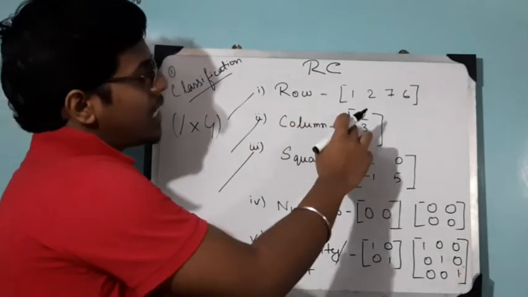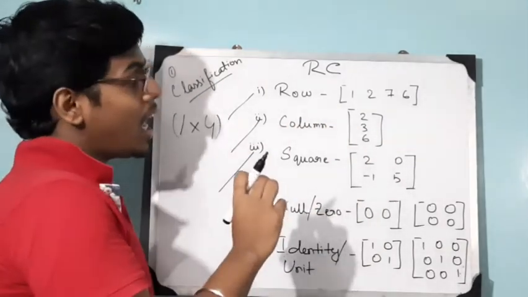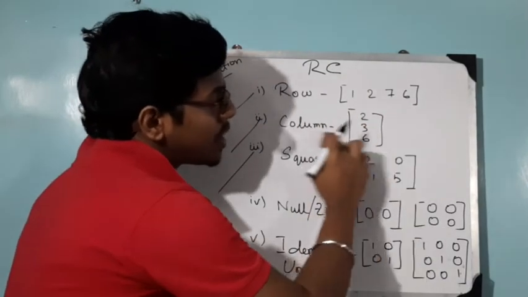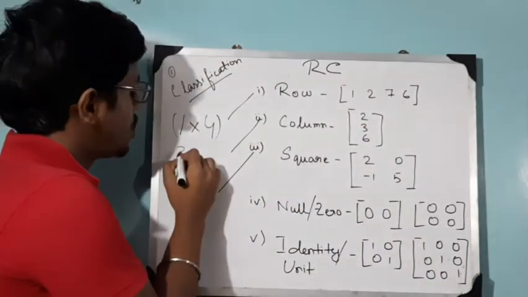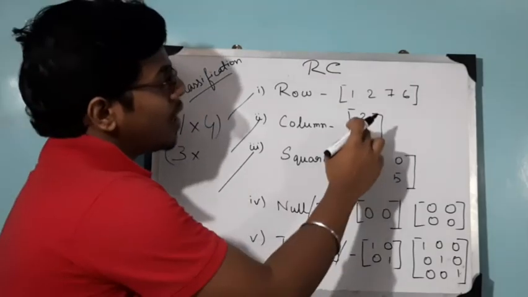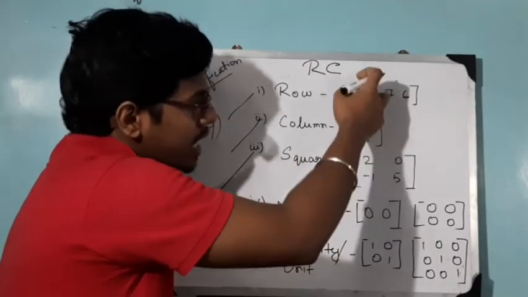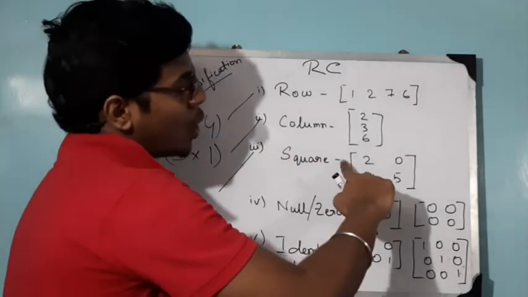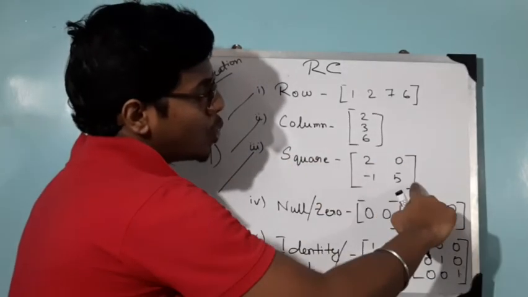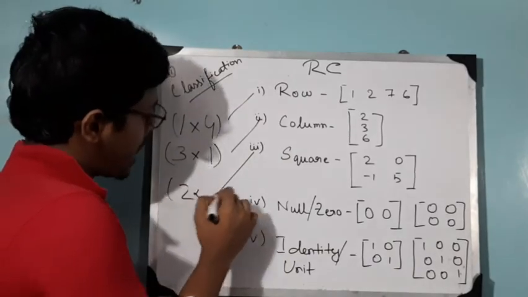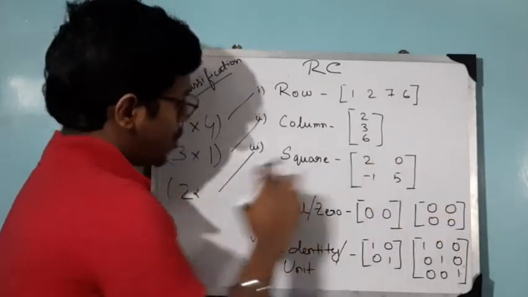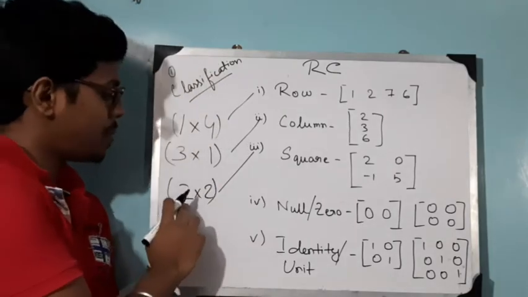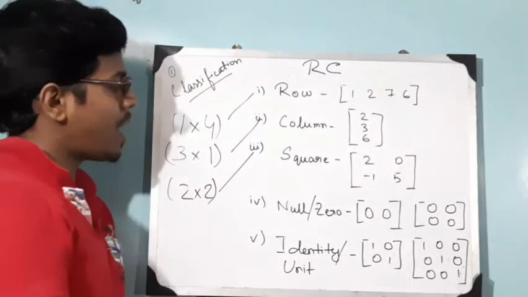Second matrix, see, first we will determine how many rows are there. So here 1, 2, 3. 3 rows are there. So 3 into how many columns? 1 single column. So 1. Now the square matrix. 1, 2. 2 rows and 1, 2. 2 columns. So for a square matrix, always remember the rows and columns will be equal.